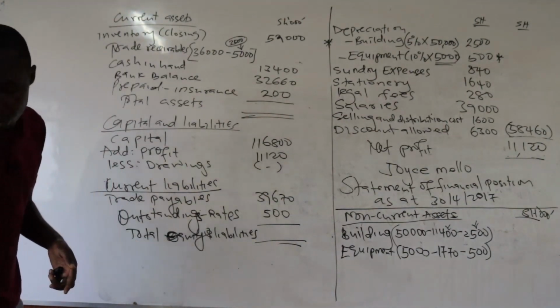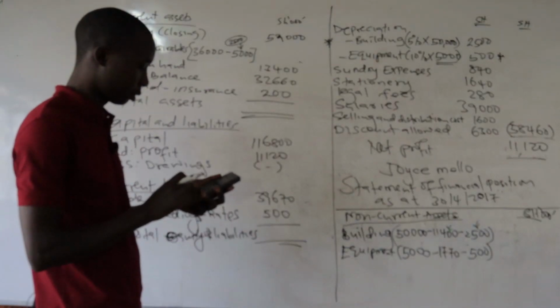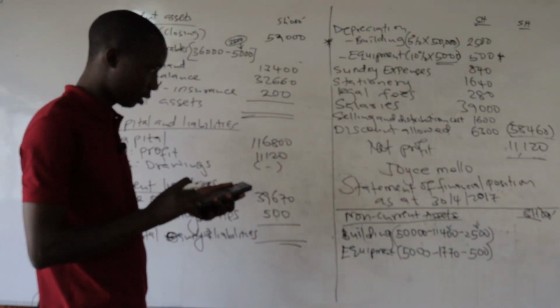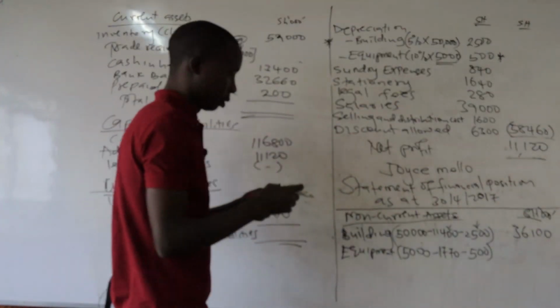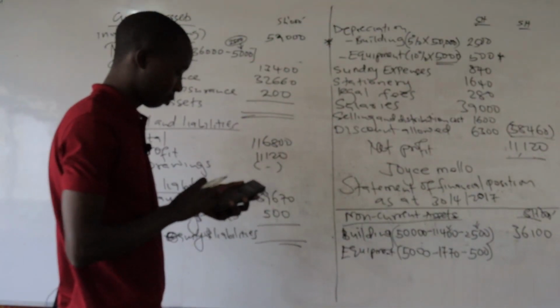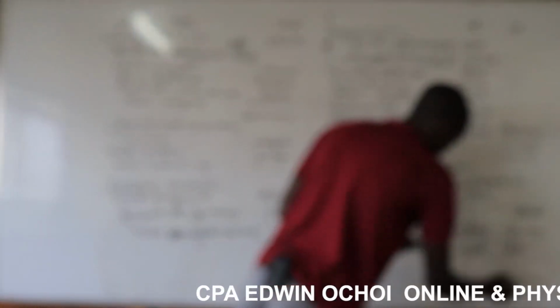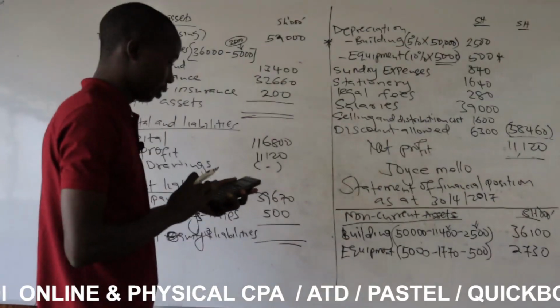So let us check if the question is balancing or if there is anything which is missing. So we have 50,000 minus 11,400 minus 2,500. So this is 36,100. Then 5,000 minus 1,770 minus 500. So this is 2,730.